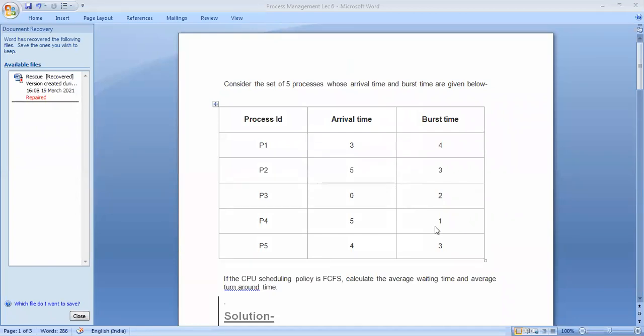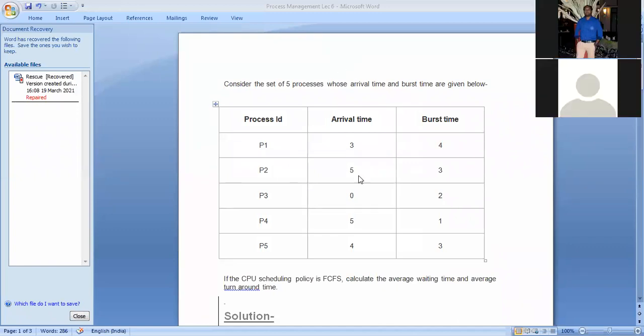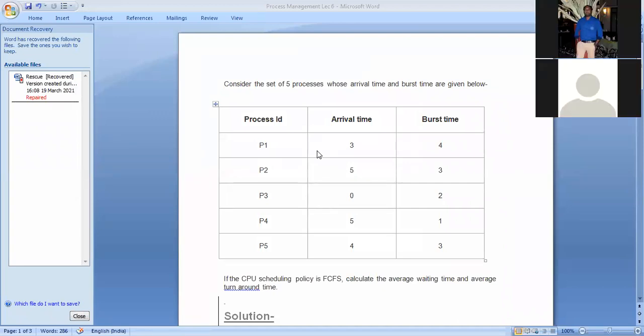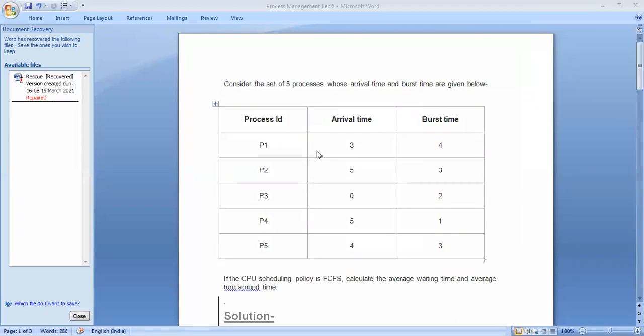So this one is given. Five processes are there. I think everyone can see the screen. So we'll take one example. Last class I already discussed, so today I will explain another example. Parallelly you can solve the problem. You try to solve it yourself and you can check.